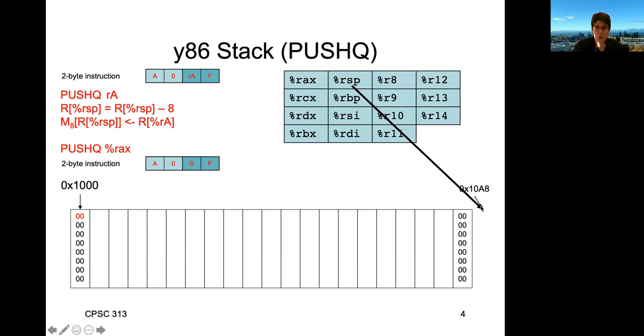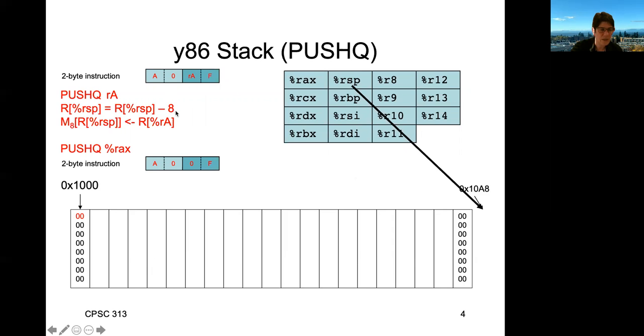Pushq is a 2-byte instruction. Its opcode is A. There's no function. And it only takes one register, which is rA, the register whose contents we wish to place onto the stack. Or in other words, it's a register whose contents we're going to place into memory.